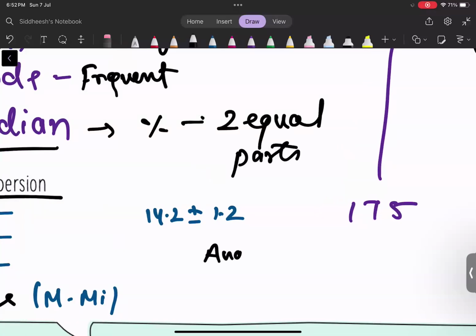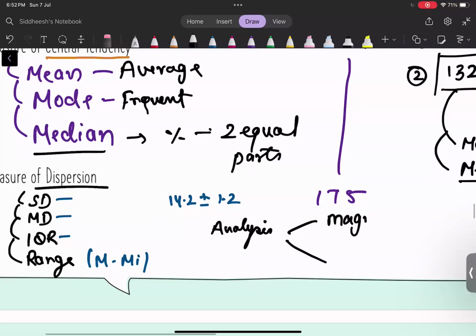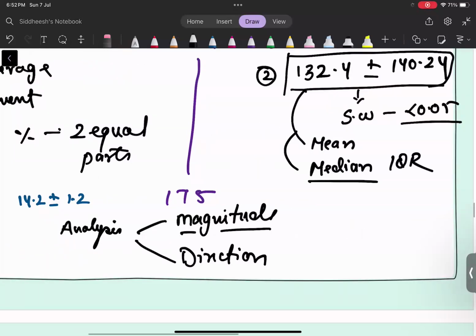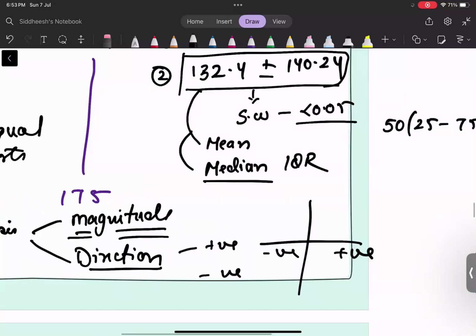For the analysis part, we need to focus on two major things: a magnitude and the direction. The first will tell me how much data is spread from the mean value. The direction will tell me in which direction the data is going. Is it in the positive or the negative direction? You might have learned about this scale in your 9th and 10th mathematics also. Negative and plus side direction, correct? This is the direction part from the mean value.